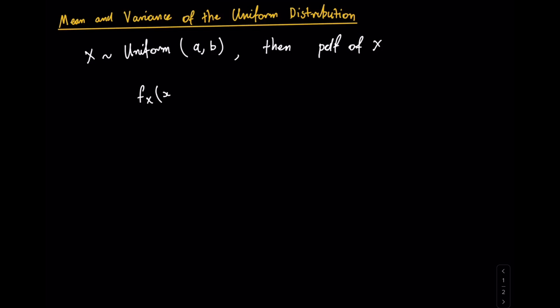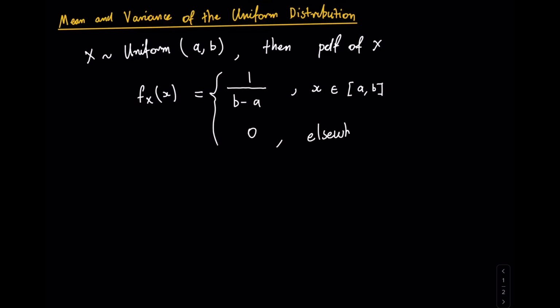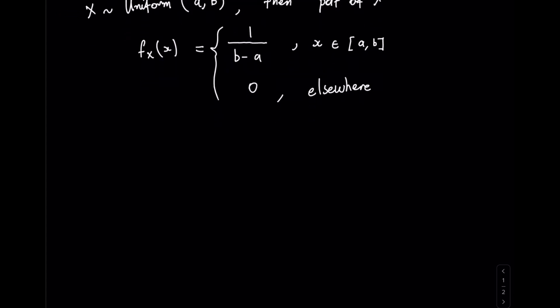f of x is equal to 1 on b minus a, and that is true for x is an element of a to b. And if we were being a little bit more pedantic, we would say that it is 0 elsewhere. And that'll come in handy when we calculate the expected value.